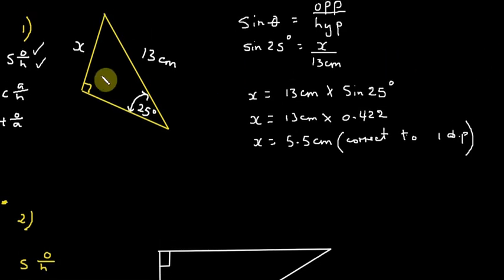So just to recap, when to use sine, cos, or tan. When given the angle, we will be given one side and we have to find another side. So here we are given the hypotenuse, check, and we wish to find the opposite side, check. So we use sine. But let's look at question 2.